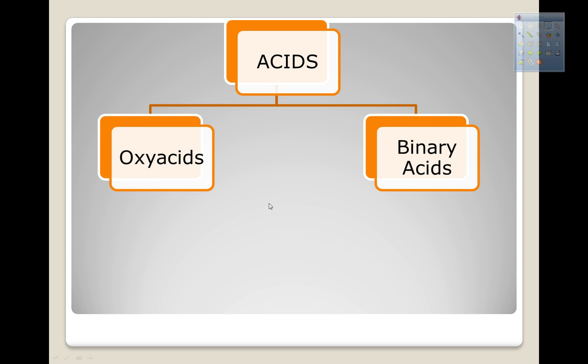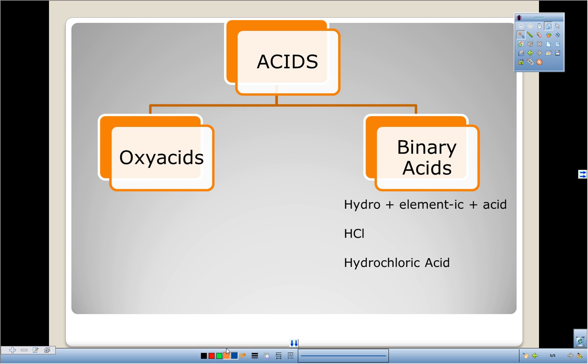If it's a binary acid, the way you name it, or the way someone else is going to name it, maybe Jenna, she will write hydro. This prefix will always be there. She'll take the root of the element's name, then she'll add ic and acid. So this and this are all added.